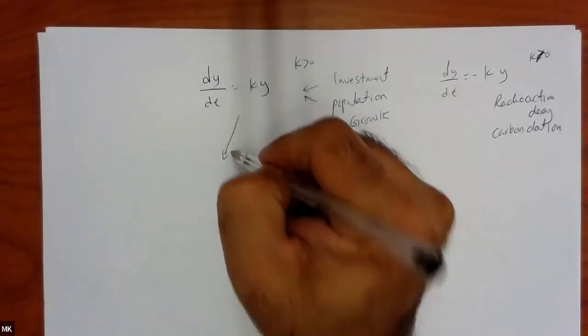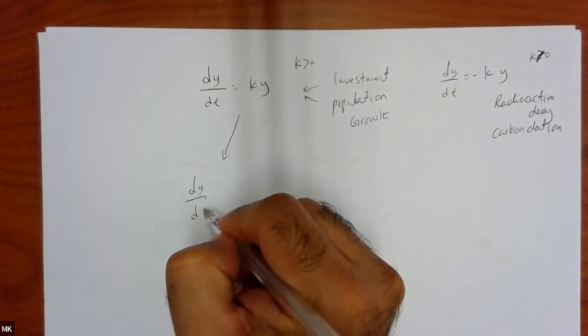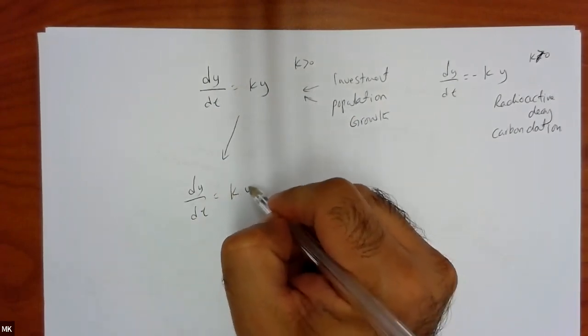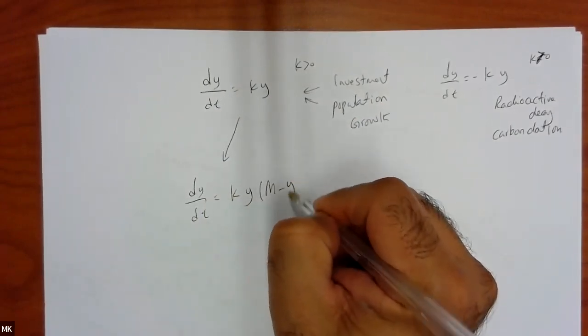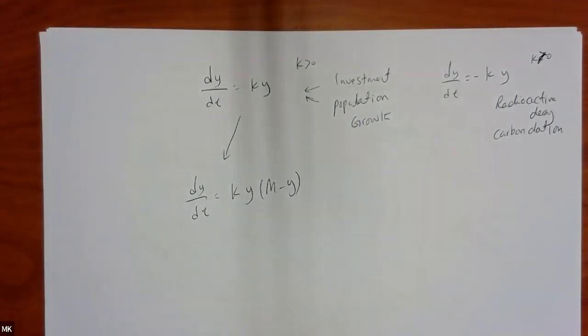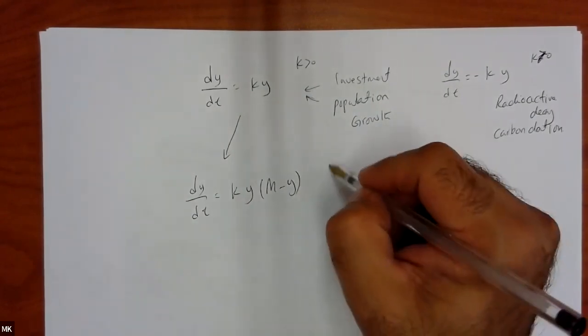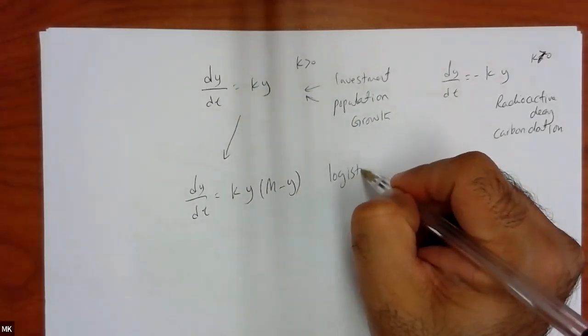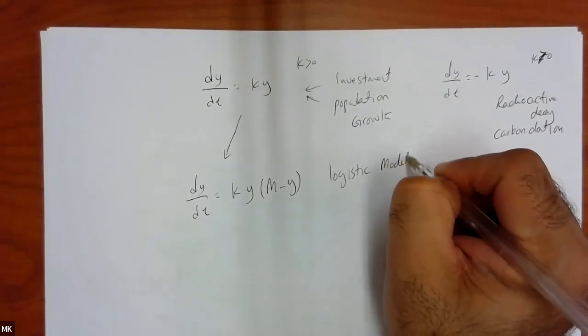The population growth one can actually be better modified to match the logistic factors. This is called the logistic model, in fact. And so on and so forth.